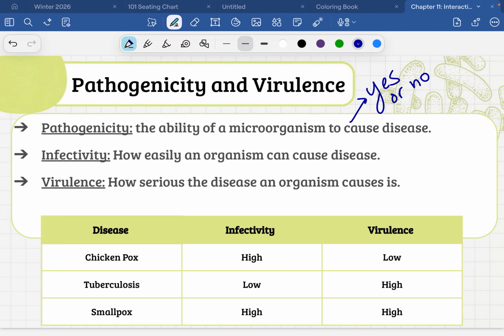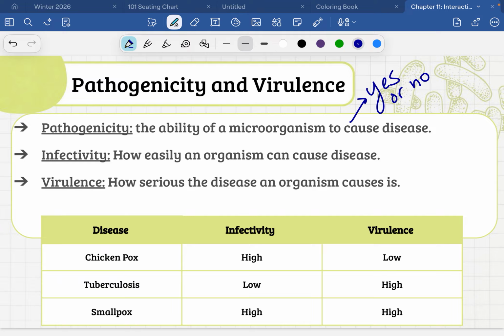Chicken pox is great at causing disease. It is highly infective. However, chicken pox is low virulence because the vast majority of people who get chicken pox are itchy for 2 days and then they're fine. Okay, the disease that they cause is not typically very serious. So they're highly infective, but they have a low virulence.